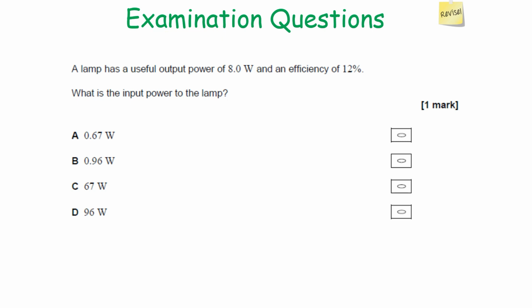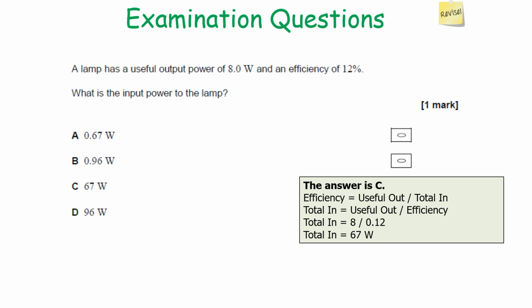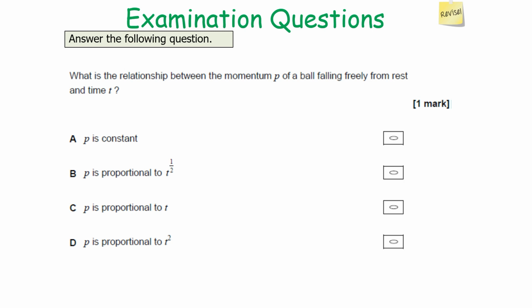Right, for this one, the answer is C, because we know our equation for efficiency. Efficiency is useful power out or energy out divided by total power or energy in. So therefore we rearrange the equation and we put total in to be the subject. So we say total in is useful out over efficiency, and we pop our numbers in. Now again, remember when we're using this equation, it's important to convert your percentage back into a fraction or a number between 0 and 1. So 12% becomes 0.12. So the total in is 8 over 0.12, which is 67 watts. The answer is C. Let's have a look at the next question.